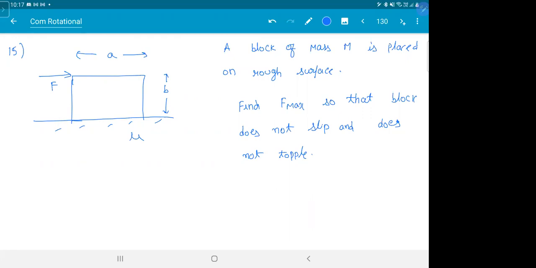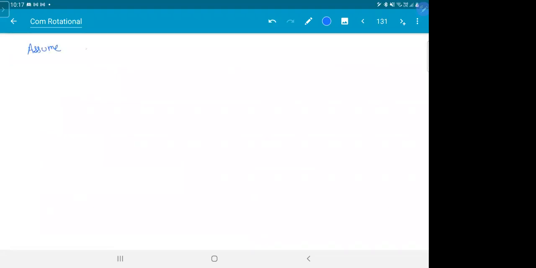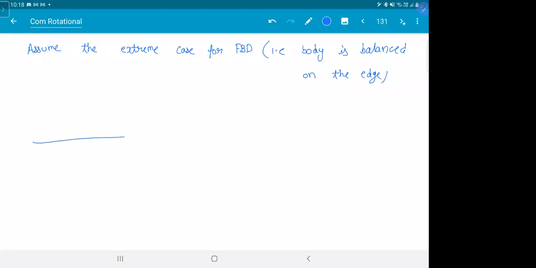Remember, whenever you do these problems, always start like this. Assume an extreme case. What is the extreme case for the FBD? That is, the body is balanced on the edge. That is the extreme case, meaning a little more and the body would have fallen. So this is how you draw the FBD.